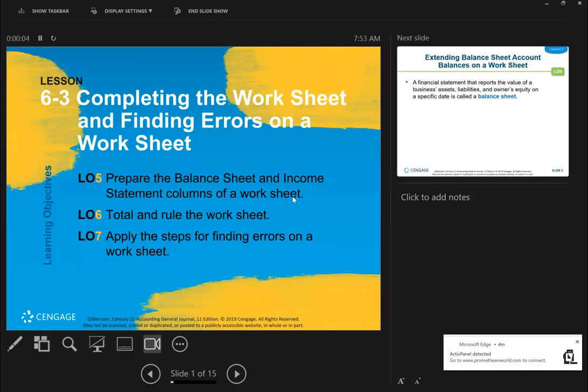All right, so in chapter 6, we've been talking about making these worksheets, right? That basically is a summary of what's going on in our ledger, so we can see how much asset we have or how much liability we have in totality.